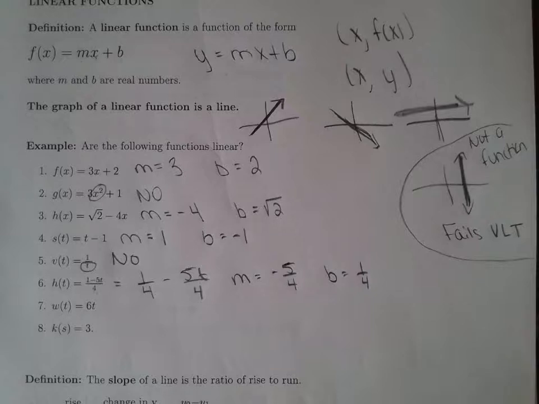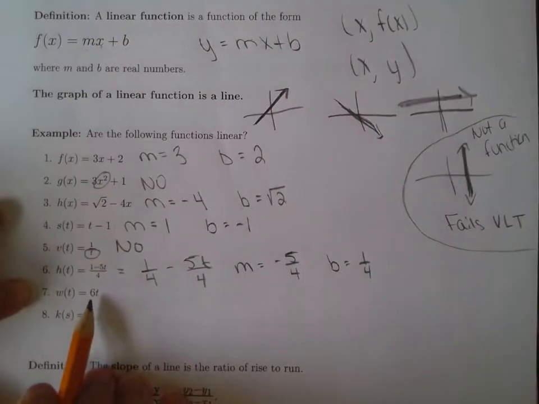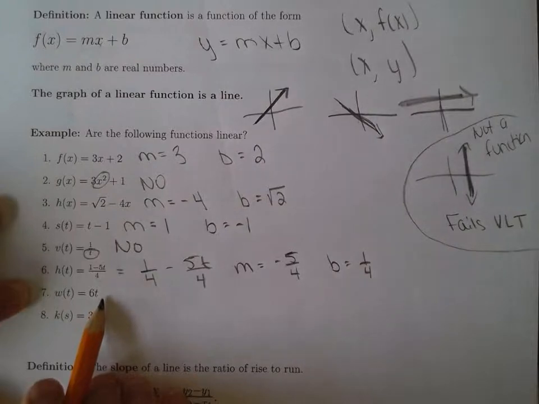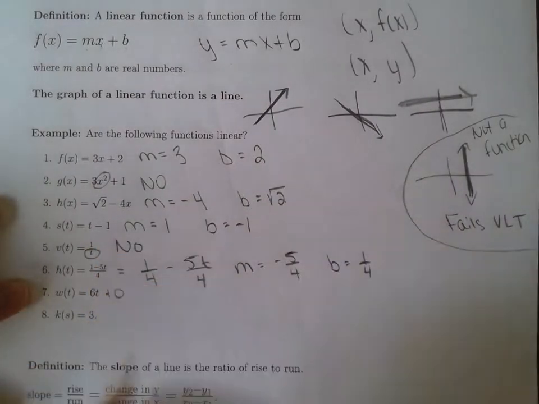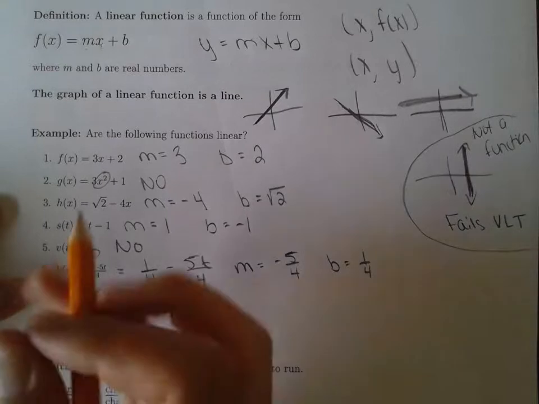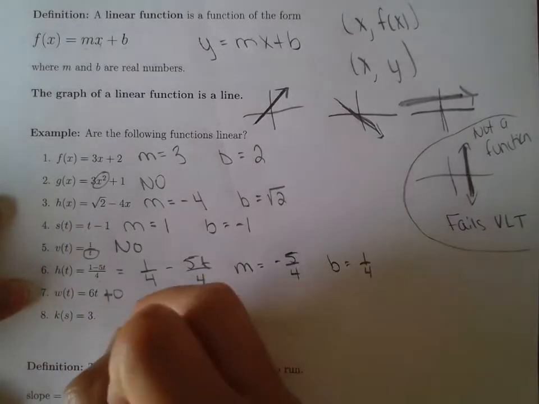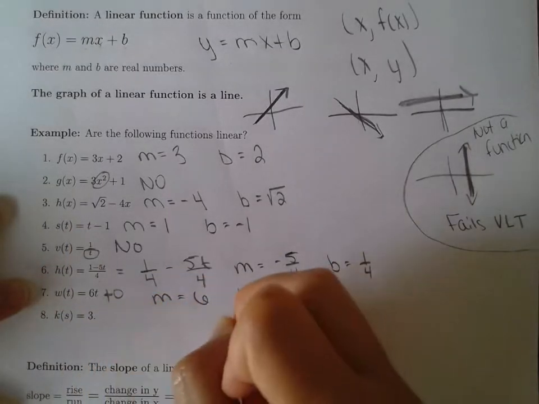Number 7, w of t equals 6t. This is linear. You might say, well, it's missing the b. But you can always add 0, right? Same type, it's the same function. If you add 0, you haven't changed it. So here m would be 6, b would be 0.